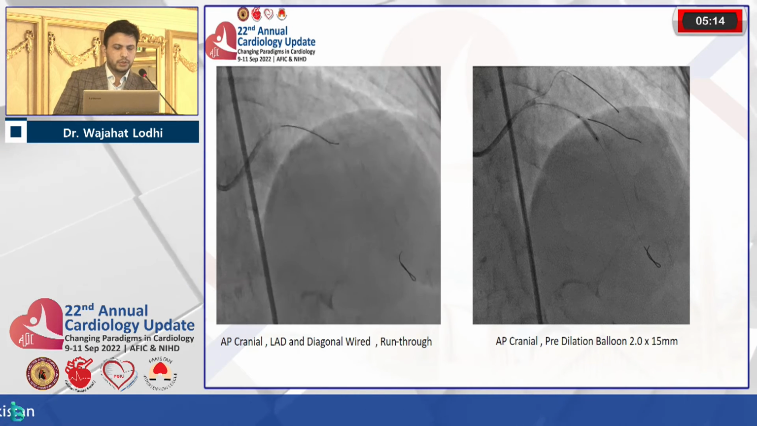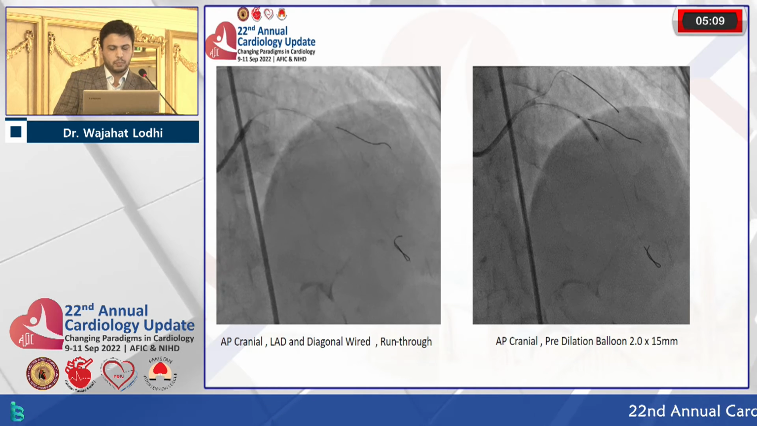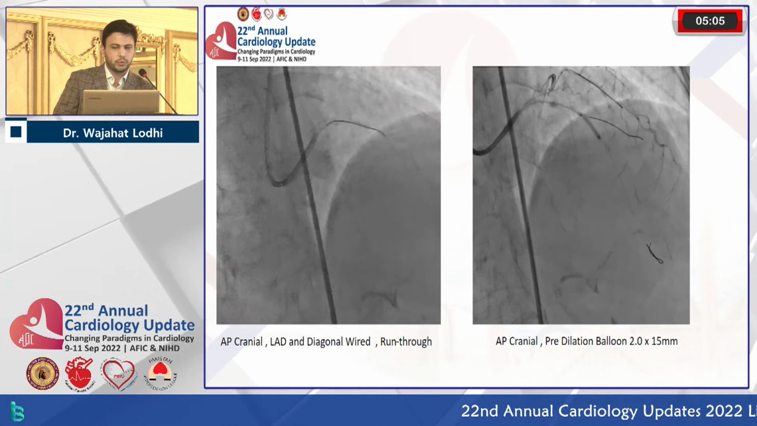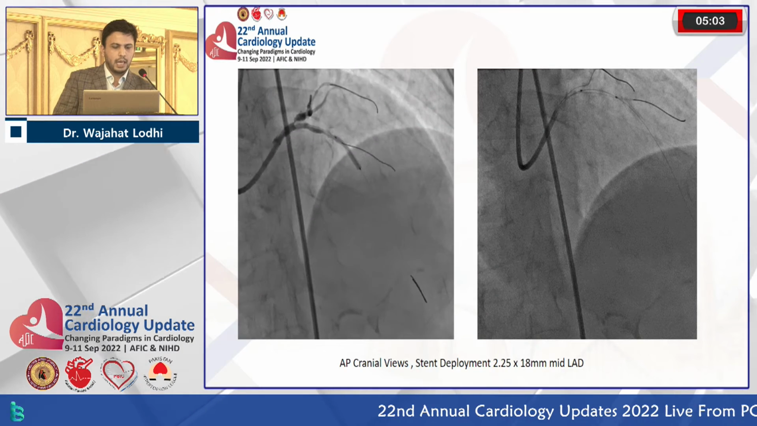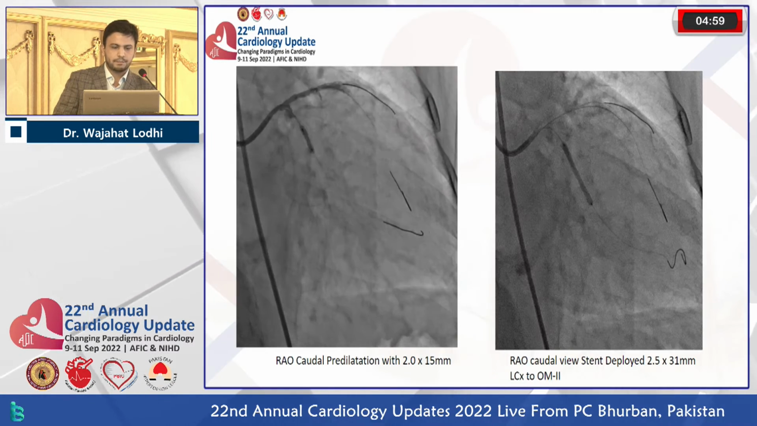In the epicranial view, we proceeded with the LAD and diagonal wire. We used the Runthrough wire. Upon wiring the diagonal, we proceeded with pre-dilating the lesion with a 2 by 15 millimeter balloon, and we then deployed a 2.25 by 18 millimeter mid-LAD stent.